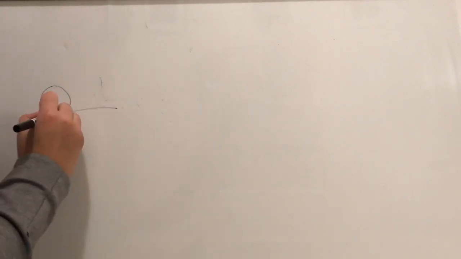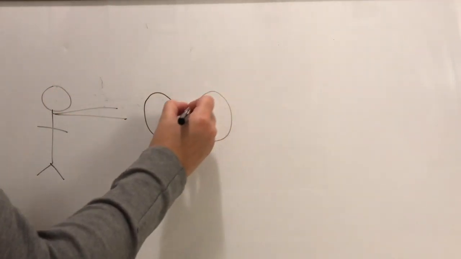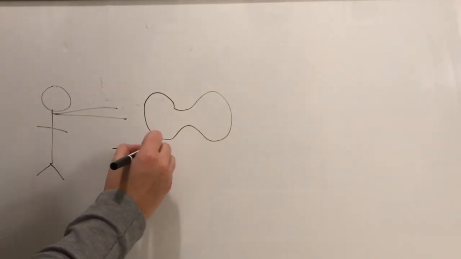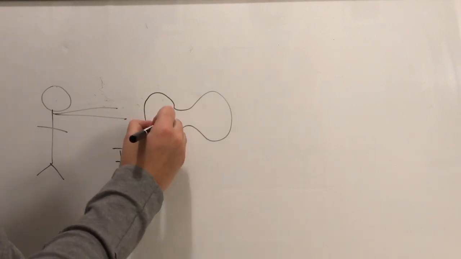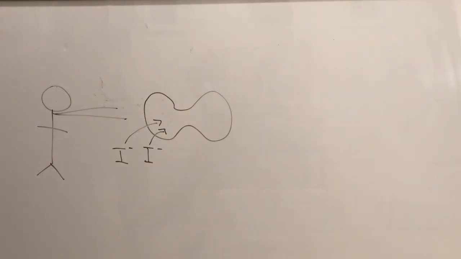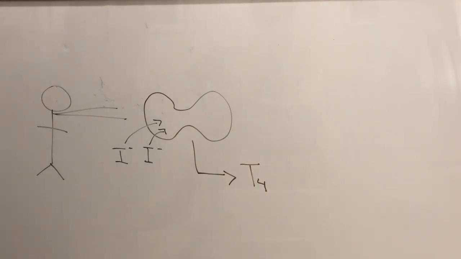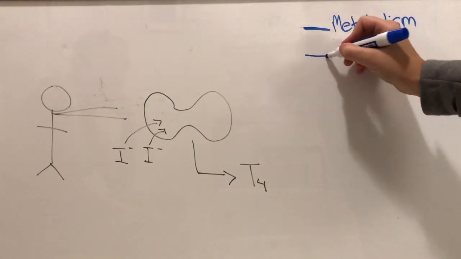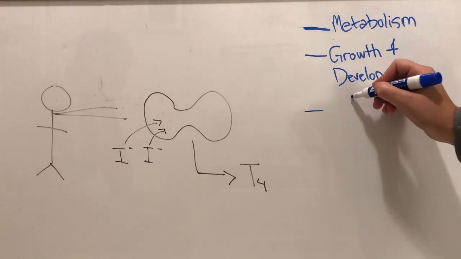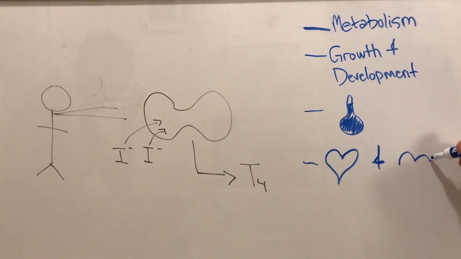The thyroid lies below the Adam's apple along the front windpipe. The thyroid cells are the only cells in the body that absorb iodine. Its job is to secrete thyroid hormones, the main ones being thyroxine, better known as T4, which has a large influence on metabolism, growth and development, body temperature, heart and muscle function, etc.